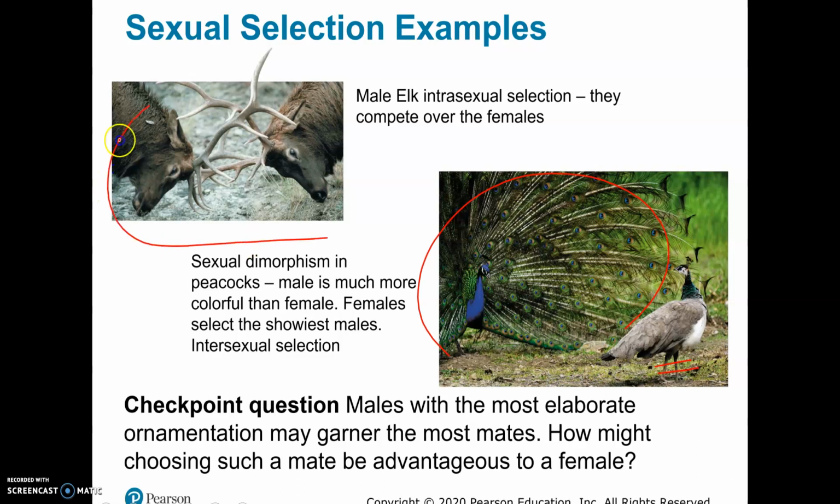So this would be intrasexual, moose or deer, elk, it says, fighting over females. This is within one sex. The males are fighting each other. This is intersexual, between the sexes. The females are picking the showiest males in this case.